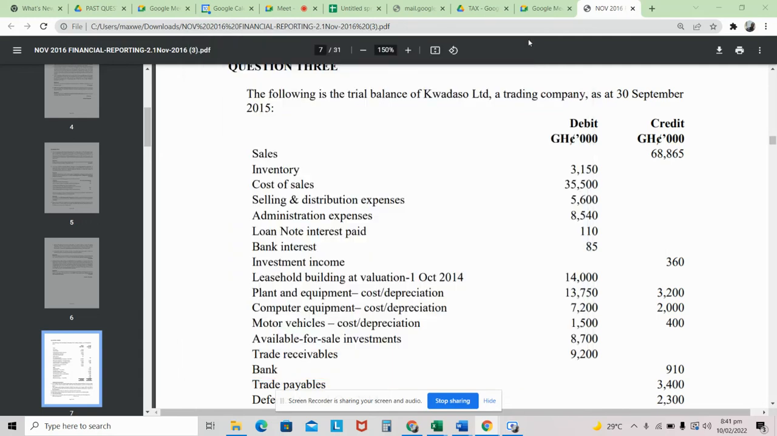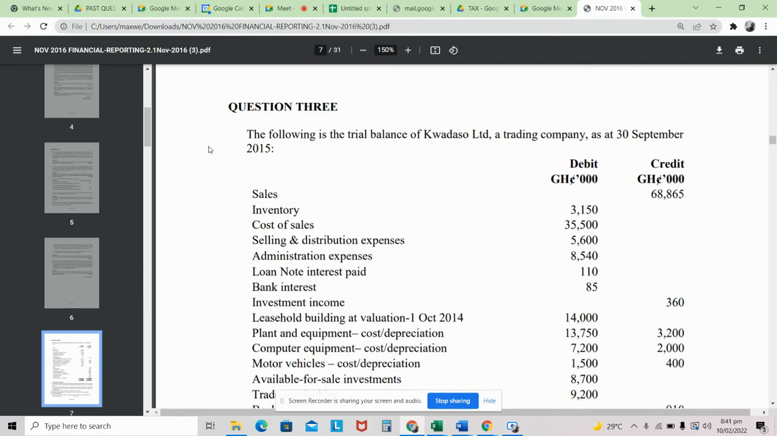All right. Can somebody read the question for us? The following is from the trial balance of Kwadaso Limited, a trading company, as at 30th September 2015.